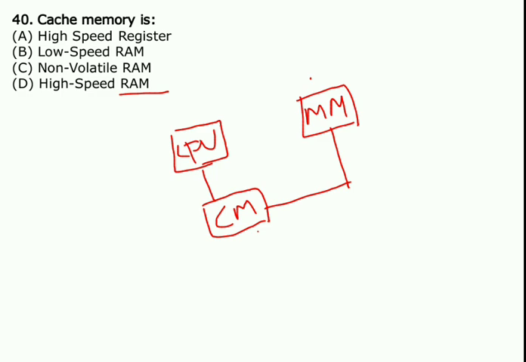This memory is typically integrated with the CPU chip or placed on a separate chip that has a separate bus interconnect with the CPU. So high-speed RAM. So normally main memory means RAM only, right? Main memory means RAM. Okay. So cache memory is a high-speed RAM.